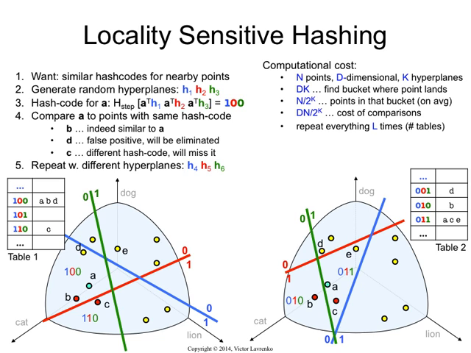And then, of course, don't forget, I have to repeat everything L times. So all of those estimates, I'm going to multiply them by L. So if you put it all together, the total number of operations is approximately Ldk, so that's for finding the buckets in L different hash tables, plus Ldn over 2 to the k. So that's for doing comparisons in those L buckets once you find them. So that's the total number of operations.